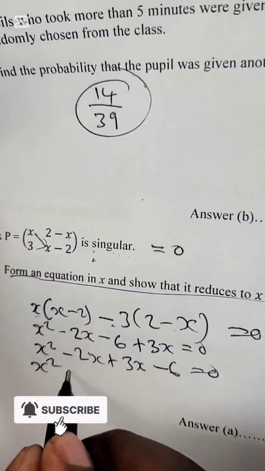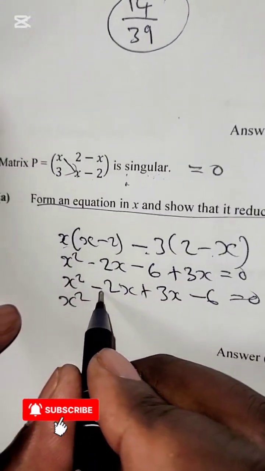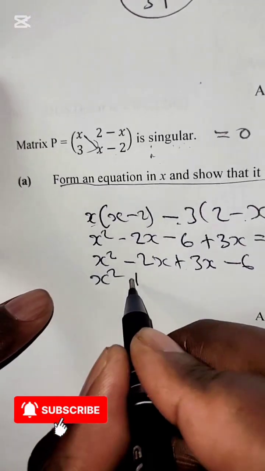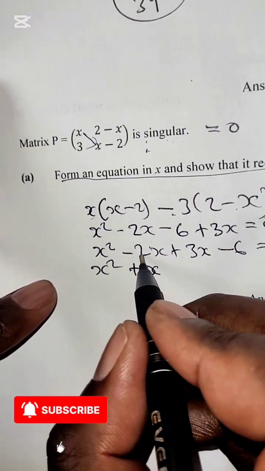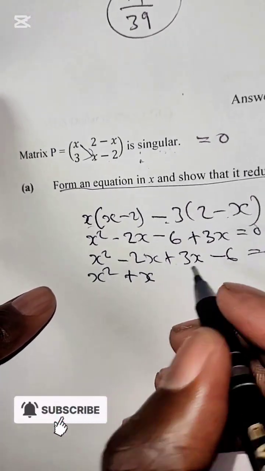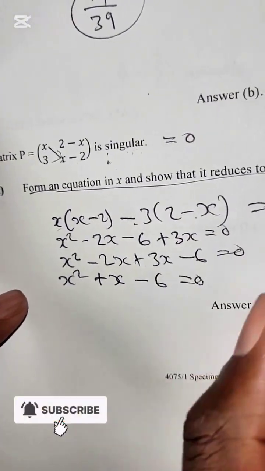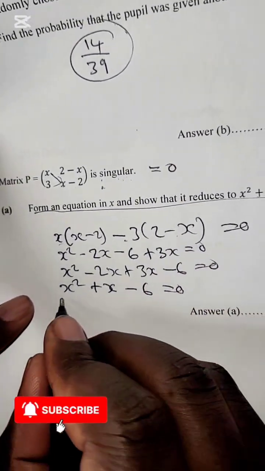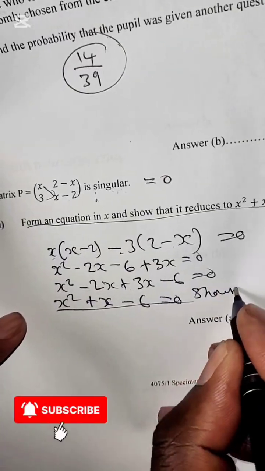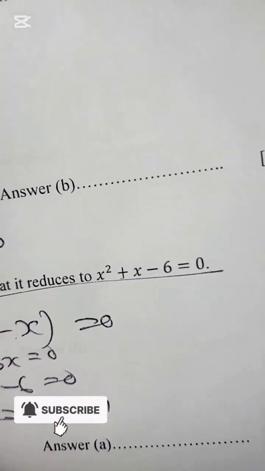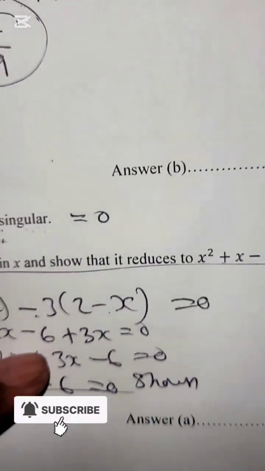It's now x squared, minus 2x plus 3x. That's plus x, the same as minus 2 plus 3. That's 1. Then minus 6 is equal to 0. So show that it reduces to. So it is shown that it reduces to x squared plus x minus 6. Okay.